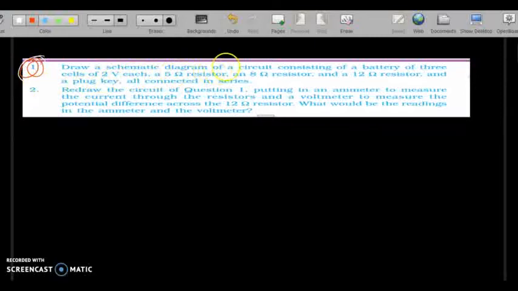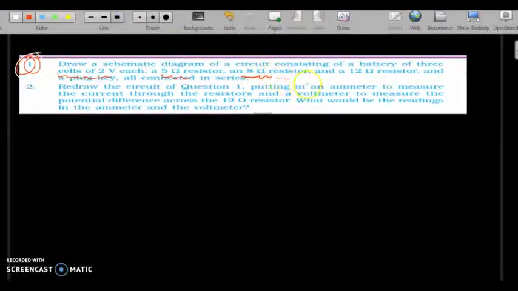A schematic diagram of the circuit consisting of a battery of three cells, each of 2 volt, and a 5 ohm resistor, an 8 ohm resistor, and a 12 ohm resistor, and a plug key. All of them are connected in series.